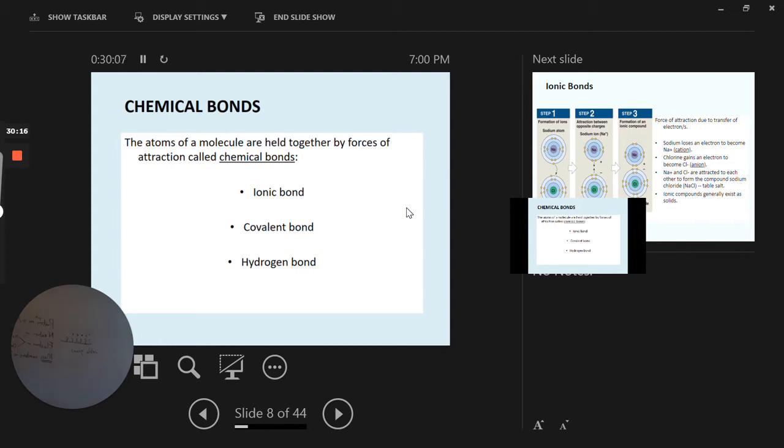When this happens, we call it ionic bond. So it's the transfer of electron between a non-metal and a metal. The metal is this guy, and that's the non-metal. So I will take it again. Ionic bond is a transfer of electron between a non-metal and a metal.